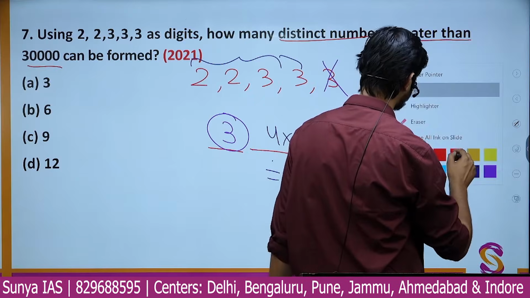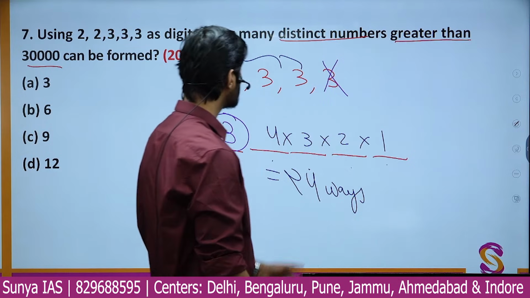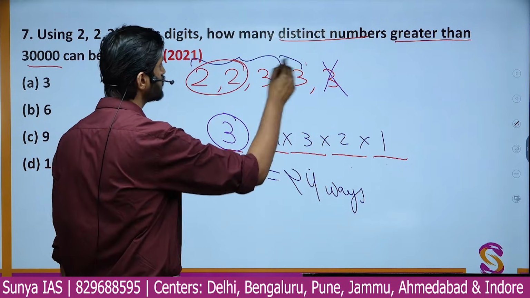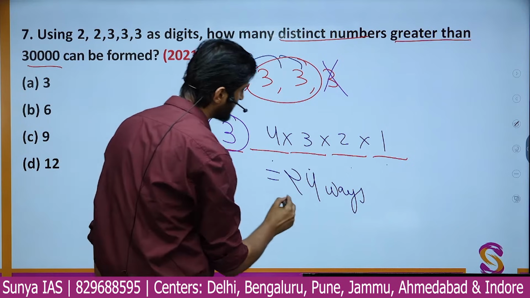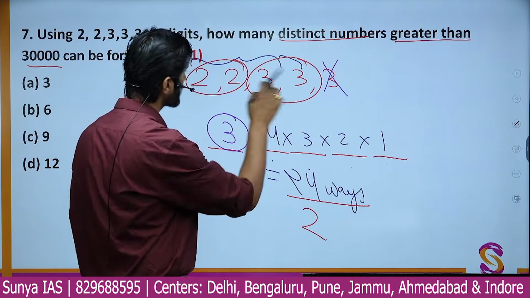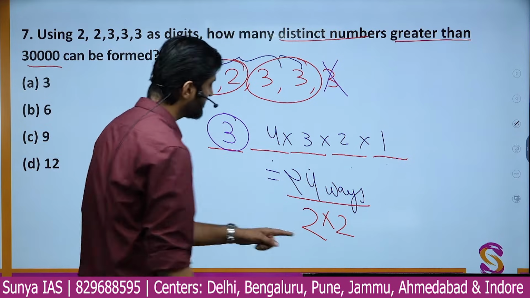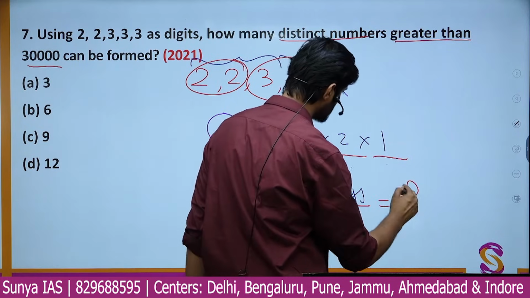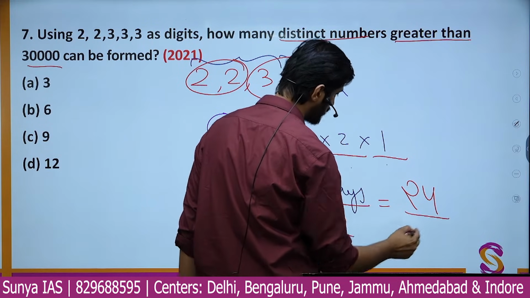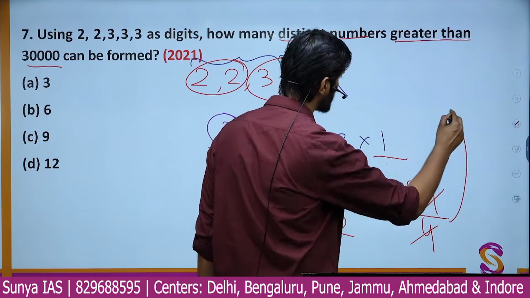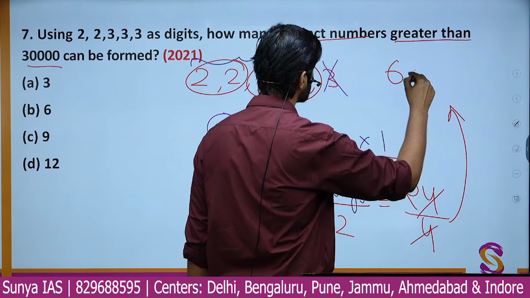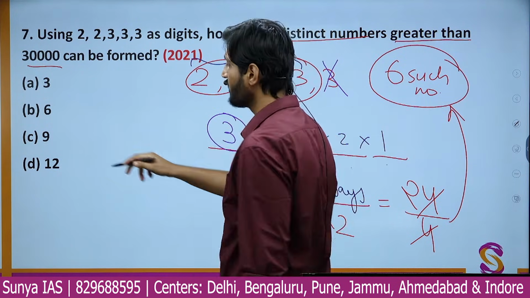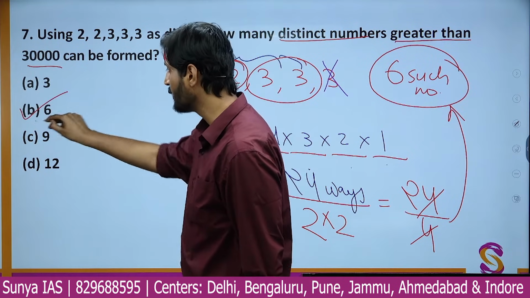So here we have all the numbers like this. But since we want to avoid the double counting, we have 2 2's here and 2 3's here. We are going to divide our answer by 2 and also 2, because we have 2 2's and 2 3's. So we just divide it by 2 into 2, that is 4. And overall we will be having 6 such numbers. So the correct option for this particular question is going to be 6.